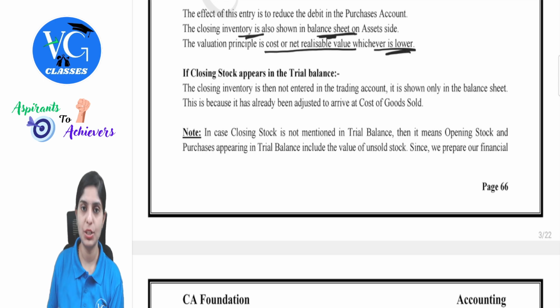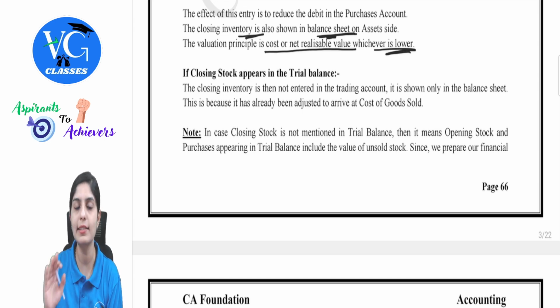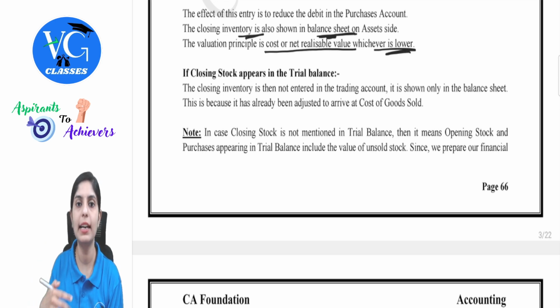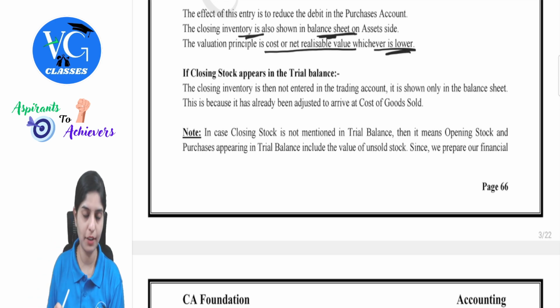If it is coming in adjustments, the entry is not at all reflected because closing stock is an event, guys. It is not a transaction to record and then classify it further. So there is a possibility that closing stock might need to be separately valued. Therefore, you find that in additional information. What if the closing stock is appearing in trial balance? Then what is the treatment?